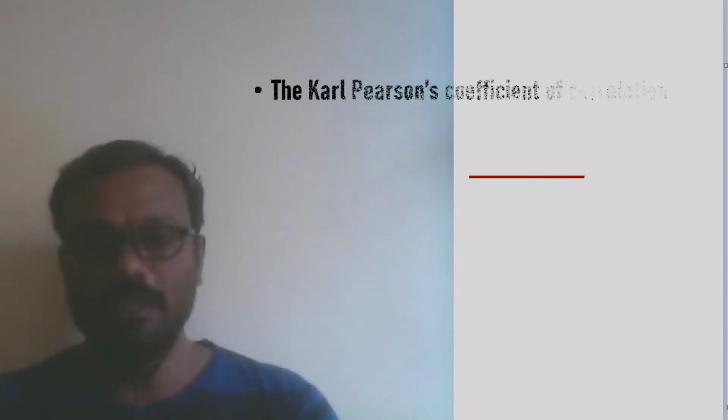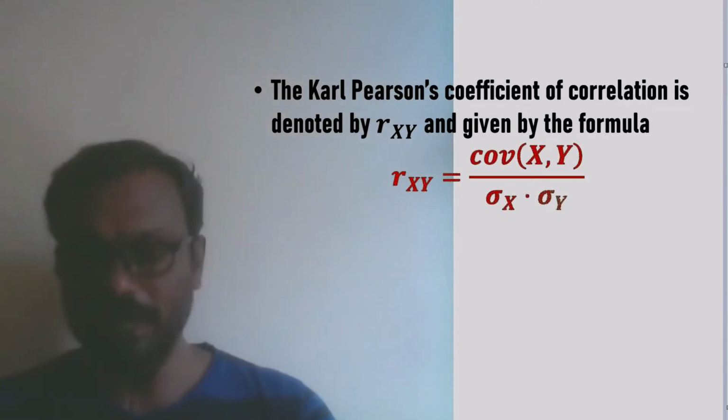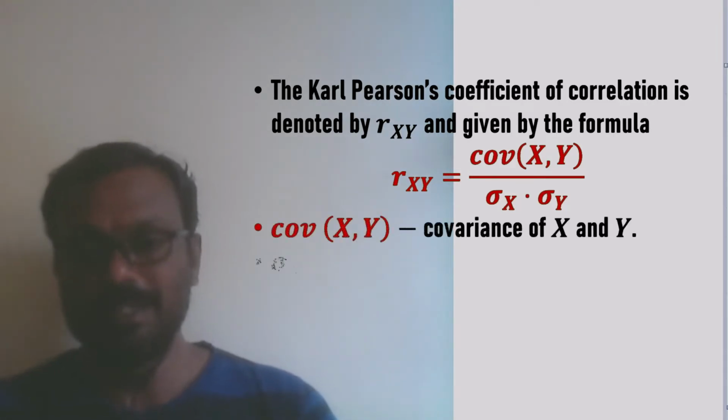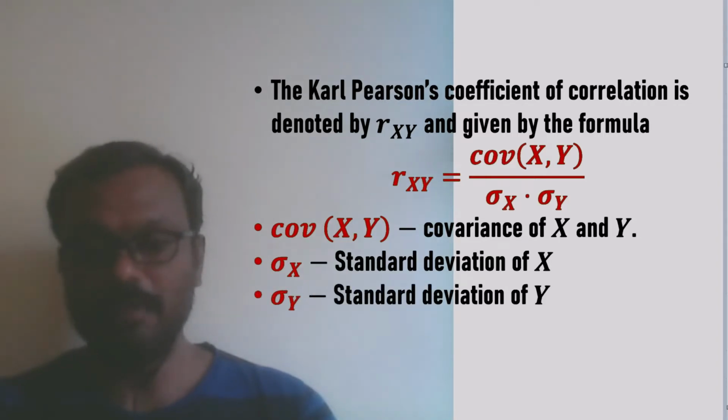Now we shall take Karl Pearson's coefficient of correlation. The notation is Rxy. We also have the rank correlation, where they use the notation rho xy. So this is Karl Pearson's, with the notation Rxy. It is given by the covariance of x comma y divided by sigma x into sigma y, where sigma x is the standard deviation of the random variable x and sigma y is the standard deviation of the random variable y, and standard deviation, as we all know, is nothing but the square root of the variance.